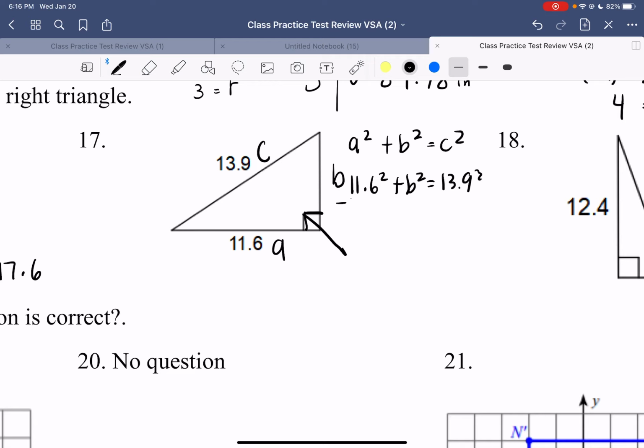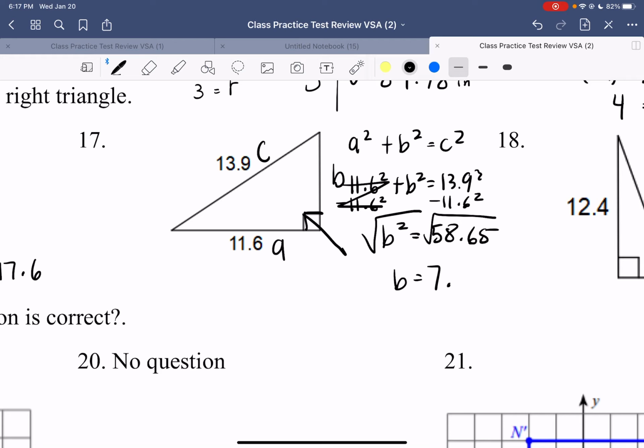So what I'm going to do is minus 11.6 squared from each side. So that becomes 0, and we're left with b squared equals, and then I'm just going to put into my calculator 13.9 squared minus 11.6 squared. And that gives us 58.65. And remembering that that's squared, so we're going to have to take the square root of that number. And that leaves us with b equals 7.65, which is 7.7. So that makes most sense because it can't be larger than c.